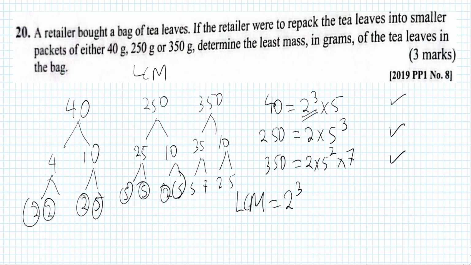For the group of 5s, the highest power is 5 cubed. And we ignore the 5 squared and the 5, and we'll just take 5 cubed. And since 7 is the only one, you don't have 7 in 250 or 40, just write that 7 there. If it's GCD, you normally ignore the 7, but now since it's LCM, we don't ignore it. So 2 cubed times 5 cubed times 7 is going to give you 7,000 grams. So that is our answer.